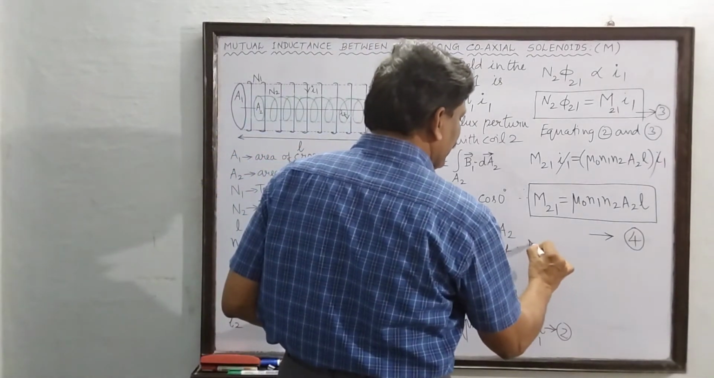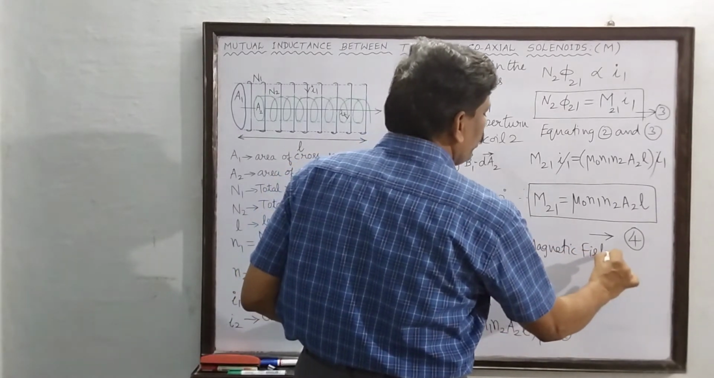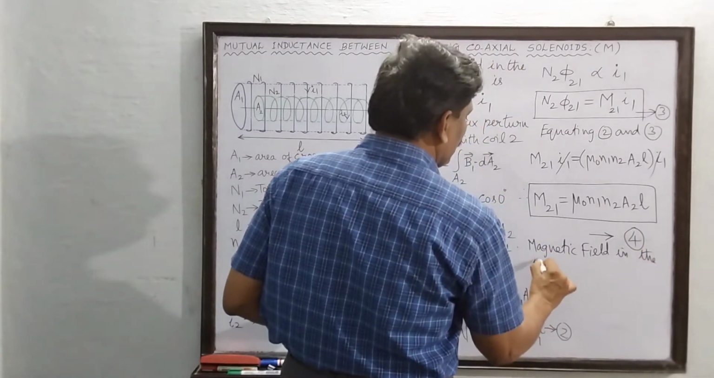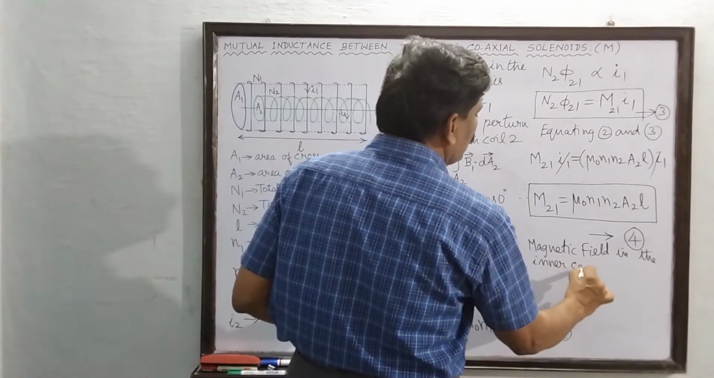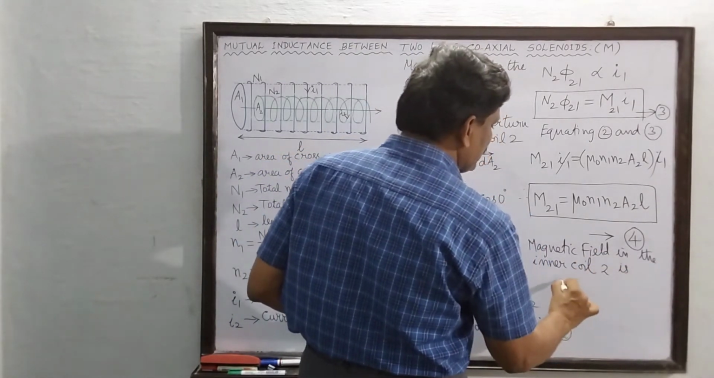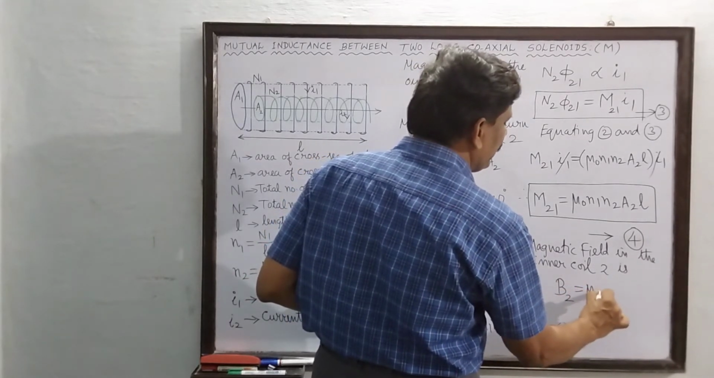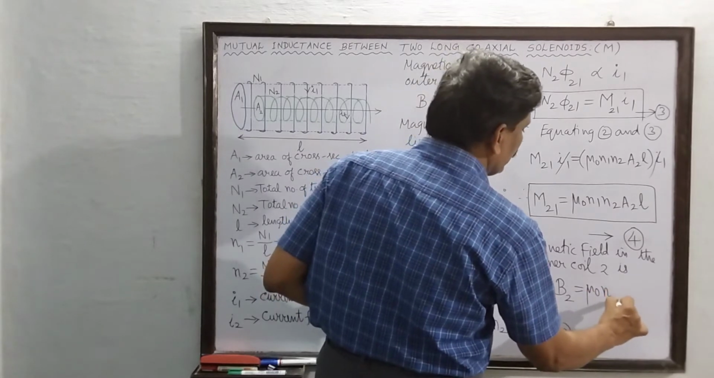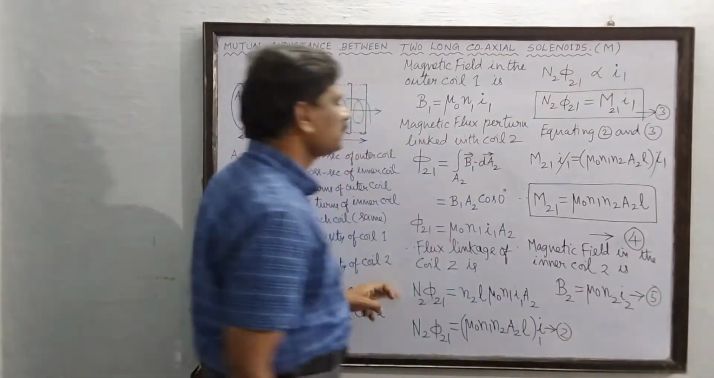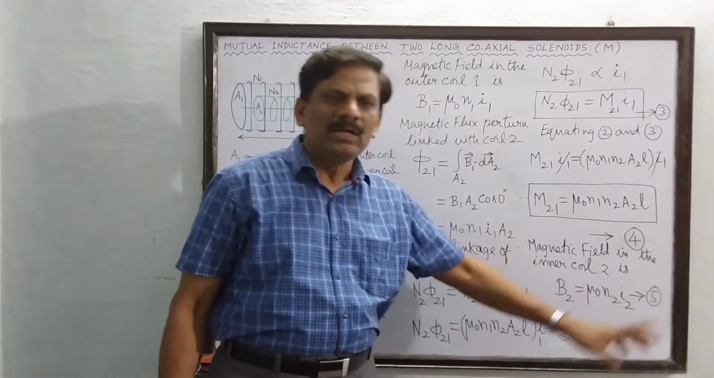So here, magnetic field due to, or magnetic field in, the inner coil. The inner coil is the smaller coil. So inner coil 2. This is denoted by what? B2. So by formula B2 must be equal to mu naught into n2 into I2. So this is equation number 5. You can see here B2 is equal to mu naught times n2 into I2.